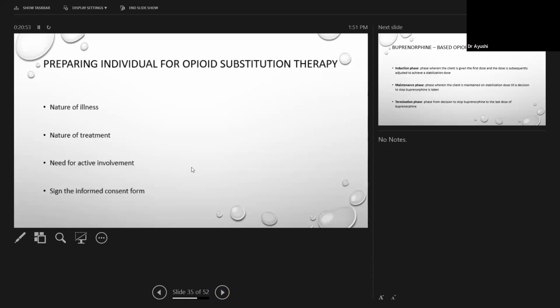Then preparing the individual for opioid substitution therapy by explaining the nature of the illness, the nature of the treatment, the need for active involvement, and getting them to sign the informed consent.